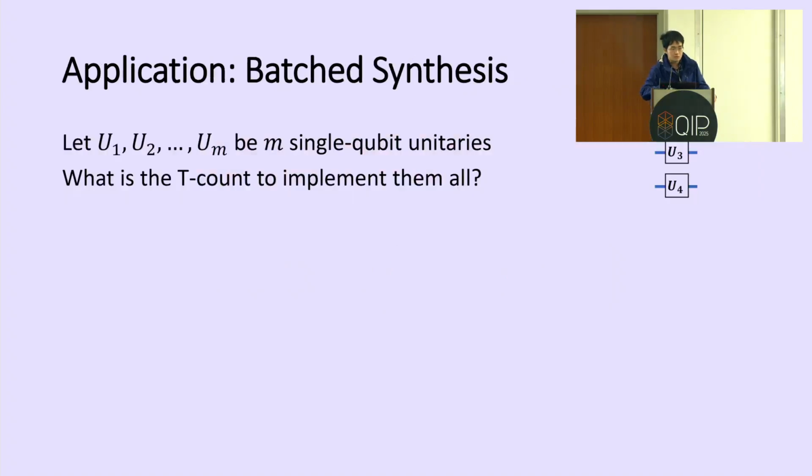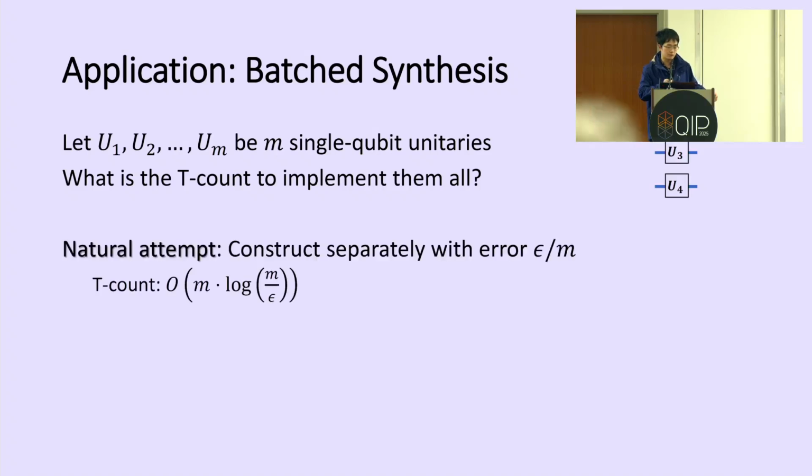Okay, what is the application? The first application is called batched synthesis, where we want to prepare a bunch of different single qubit unitaries. Let's say we have U1, U2, U3 up to UM. These are the M single qubit unitaries, and we want to implement them all. What is the T count for it? There is a natural attempt, just to implement them individually and then union bound the error. So the individual error will be epsilon over m, because there are m of them. And then the total T count, if you calculate it, will be m times log m over epsilon.